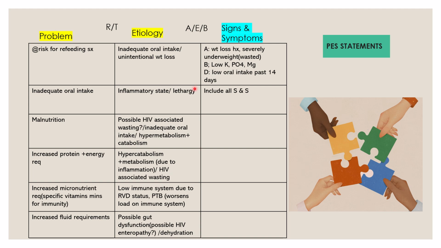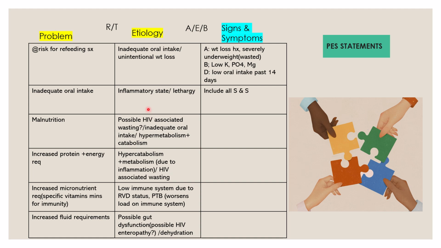Problems and etiologies can sometimes be interchangeable, okay? It's basically what makes sense for you, and also it needs to make sense. That's the thing, right? So for example, the first problem I've noted is patient is at risk for refeeding syndrome related to inadequate oral intake, okay? As evidenced by, you can put the anthro, biochem, diet, things like that there. The second is inadequate oral intake. You see the interchangeability of it.